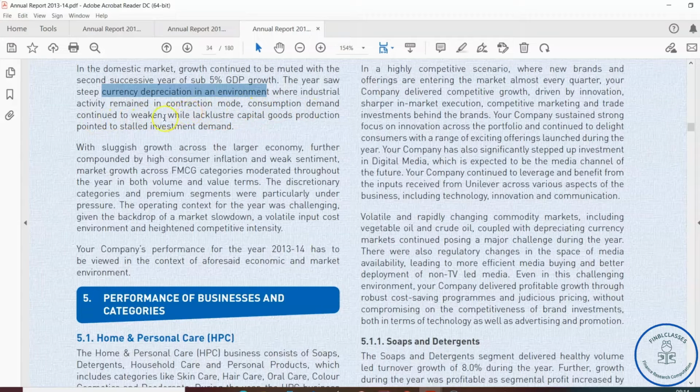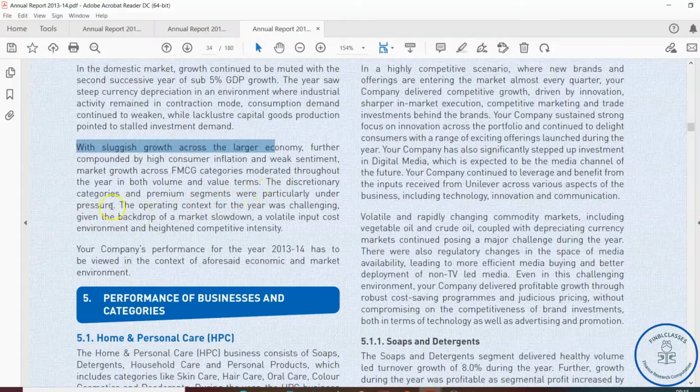So they say there are some factors affecting them, while lackluster capital goods production pointed to stalled investment demand. This has to be taken as a key point from the user's perspective. And with sluggish growth across the larger economy, further compounded by higher consumer inflation and weak sentiment, market growth across FMCG categories moderated throughout the year in both volume and value terms.